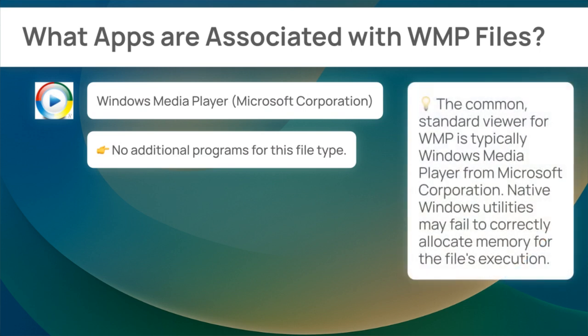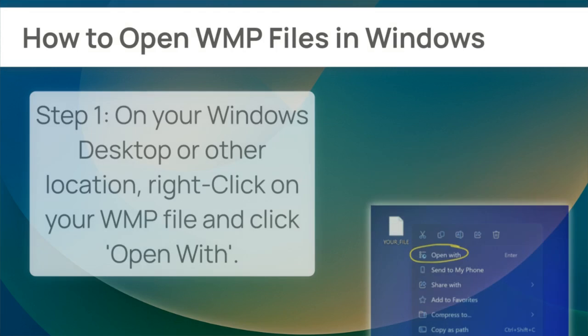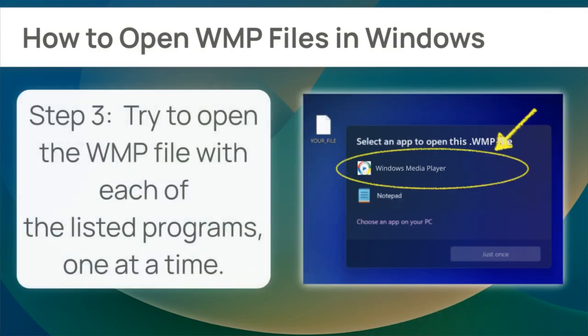Native Windows utilities may fail to correctly allocate memory for the file's execution. Windows exposes the file's contents, yet modifications must be done with care to avoid misconfiguration. Your most effective first step: right-click the WMP file and select Open With. If Windows Media Player is installed, use it. If not, choose another program. Keep testing until the file becomes accessible.